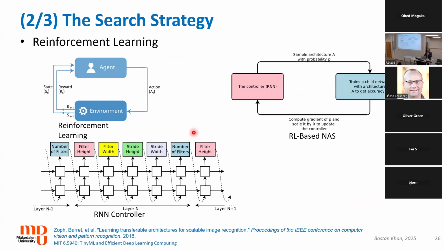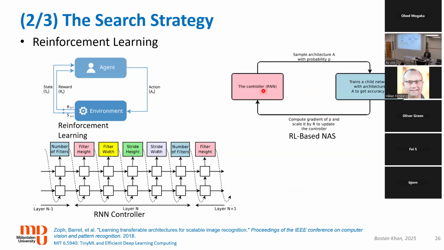Then we have reinforcement learning. As I told you about the RNN controller in the initial method that we talked about, this also used reinforcement learning. It created a cell, used that cell in an architecture, then trained that architecture on the data set and got the accuracy. If that accuracy got higher, it would get a positive reward. If the accuracy got lower, it would get a negative reward. And this process would go on.